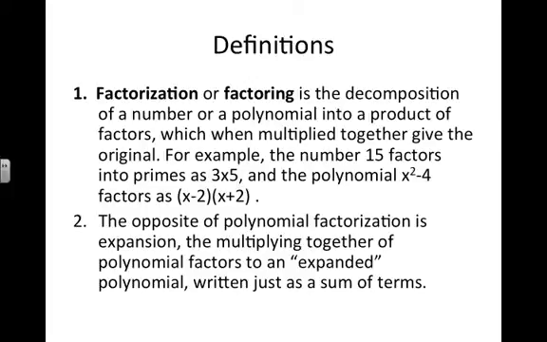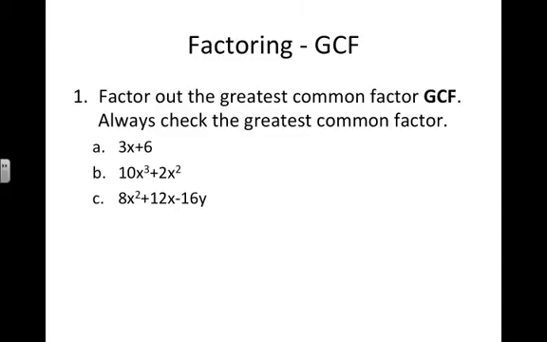The opposite of polynomial factorization is expansion, the multiplying together of polynomial factors to an expanded polynomial, written just as a sum of terms. Okay, we're going to factor out the greatest common factor, the GCF, and you always want to check for this before you employ other methods as well. So for 3x plus 6, both terms have a factor of 3, so we factor out the 3 and we get 3, and then parentheses to indicate times x plus 2. If we multiply the 3 back through, we would end up back with 3x plus 6.